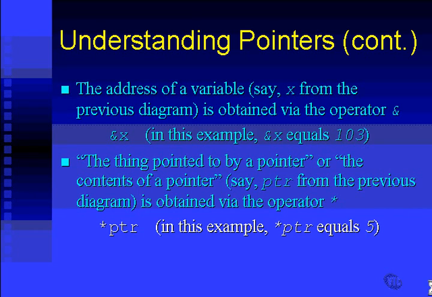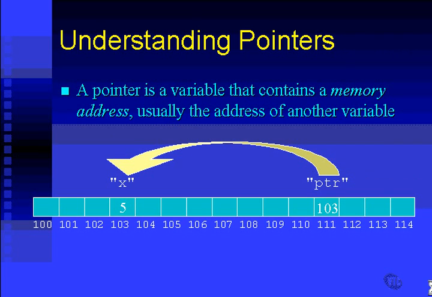Now, I want to be absolutely clear about what's going on here. In the previous diagram, which I'll just show you again, PTR equals 103. I want to be very clear on that. The value in the variable PTR is 103. In other words, it's a memory address. Star PTR, or asterisk PTR, equals 5.